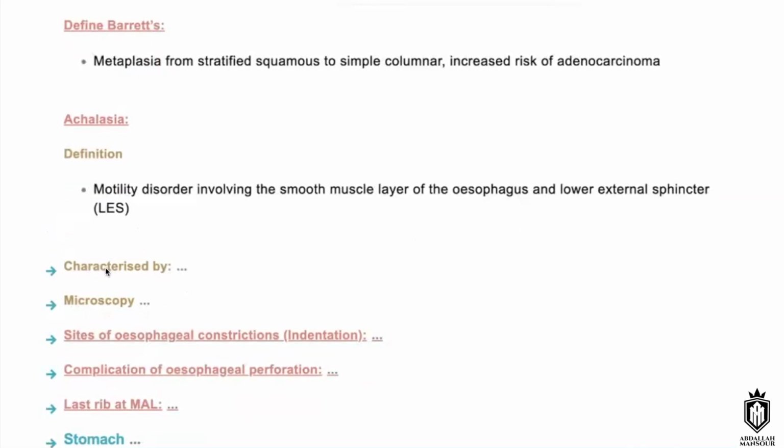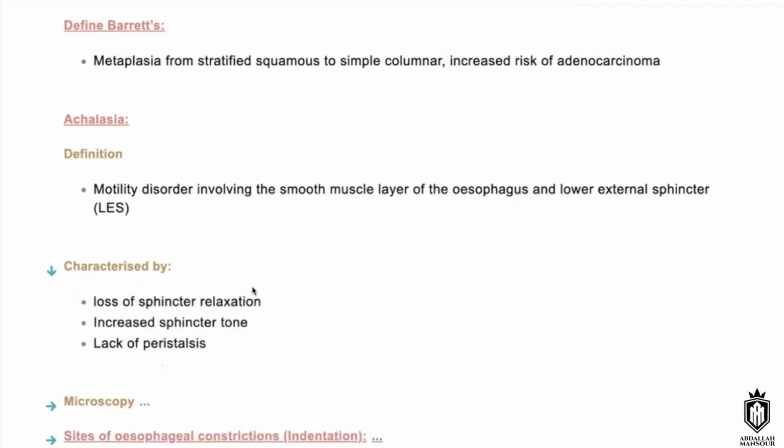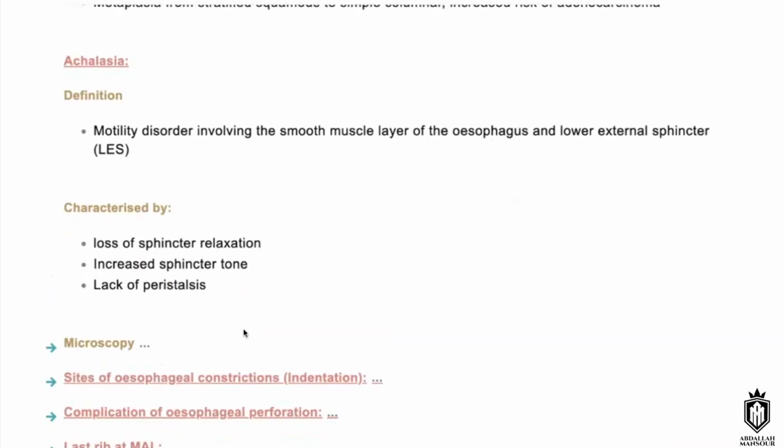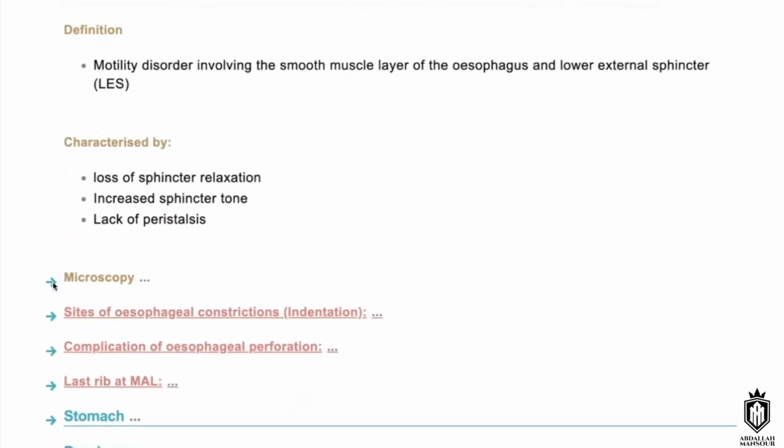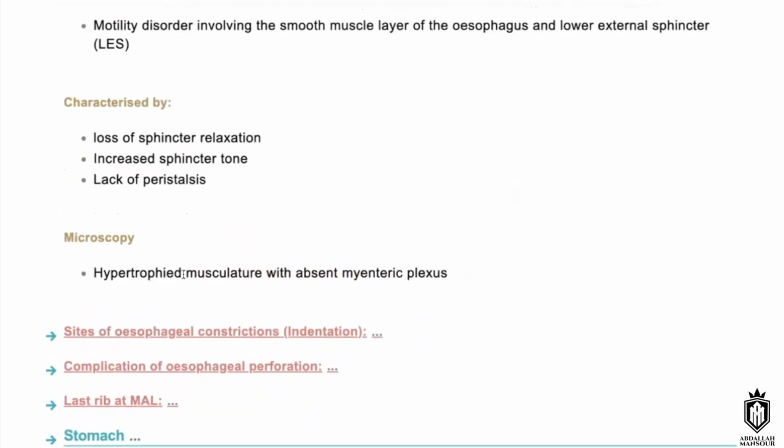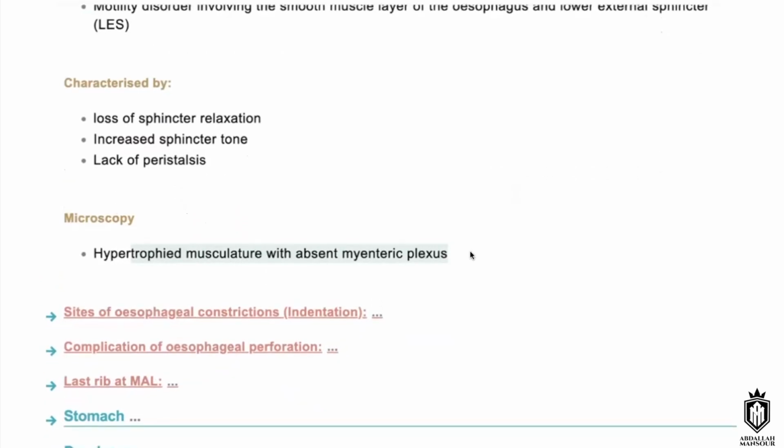Not quite. I don't think that it's necessarily related to squamous cell carcinoma. But the definition, just make it simple. It's a motility disorder of the lower esophageal sphincter that leads to incomplete relaxation of the lower esophageal sphincter. And it's characterized by increasing the sphincter tone and lack of peristalsis and loss of the sphincter relaxation, like you said. Microscopy, you will find that you'll have hypertrophy of the musculature with absent myenteric plexus. These plexuses are basically nervous plexuses that control the relaxation and the contraction of the lower esophageal sphincter. So given that they are hypertrophied, this will lead to continuous contraction or lack of relaxation of this muscle.